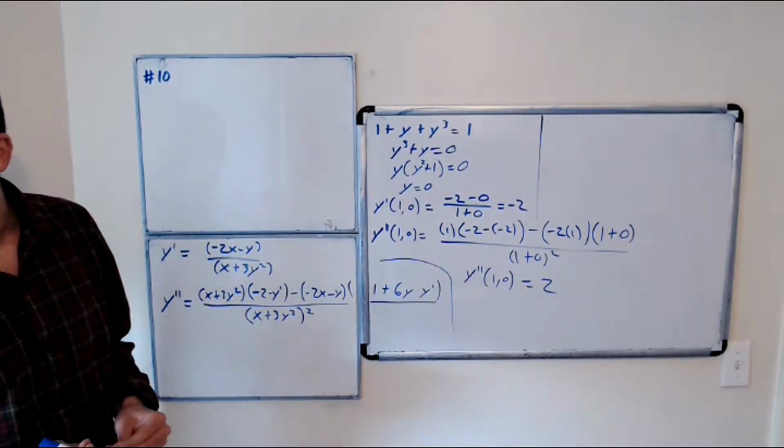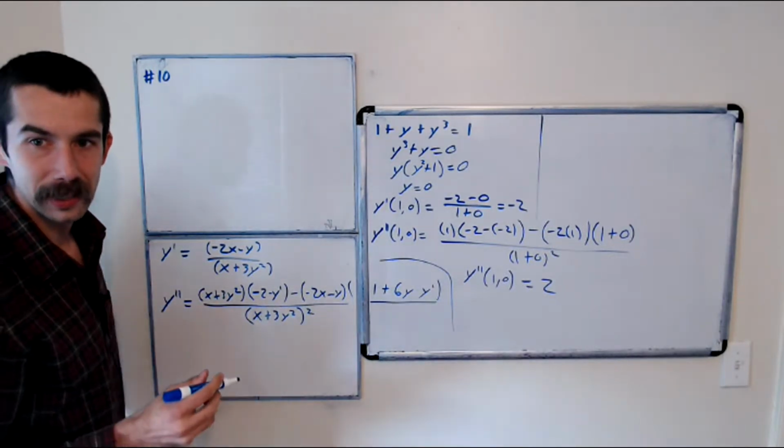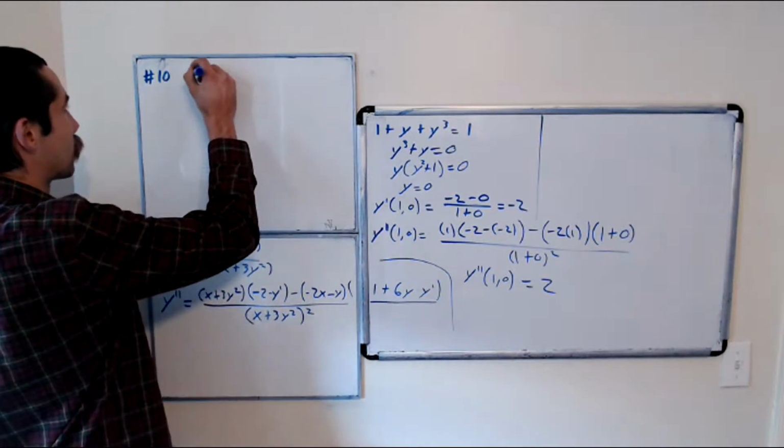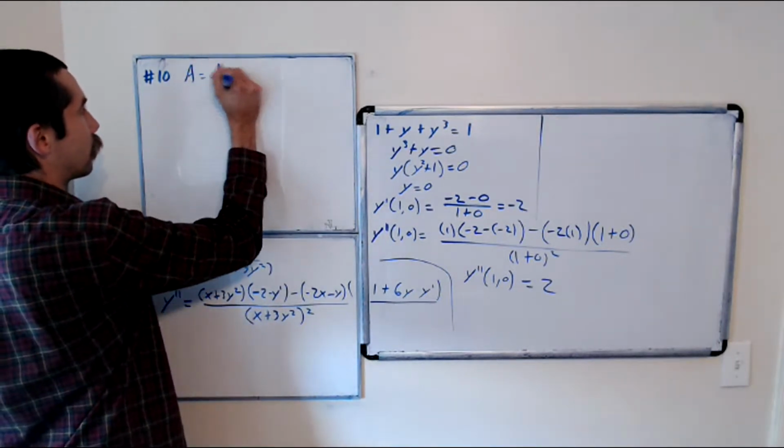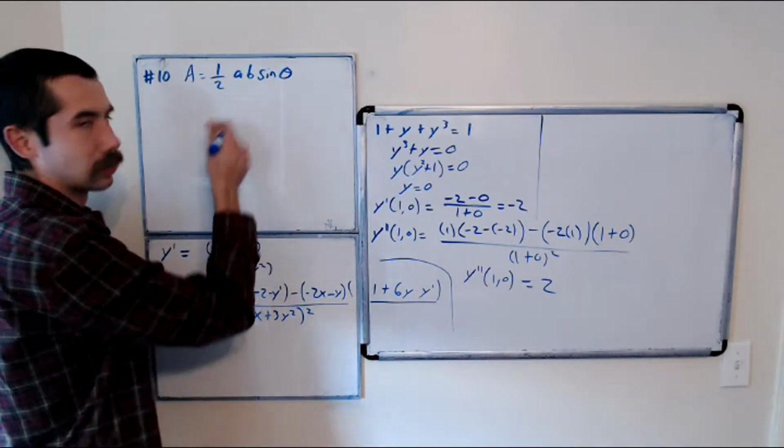Okay, number 10 says the area of a triangle with side lengths a and b is given by A equals 1/2 ab sine theta. There's a little geometry fact for you.